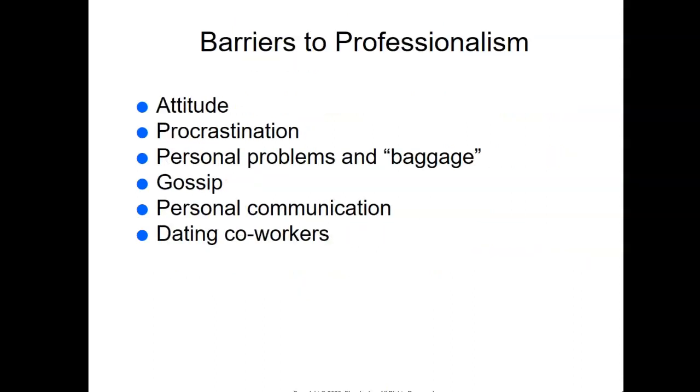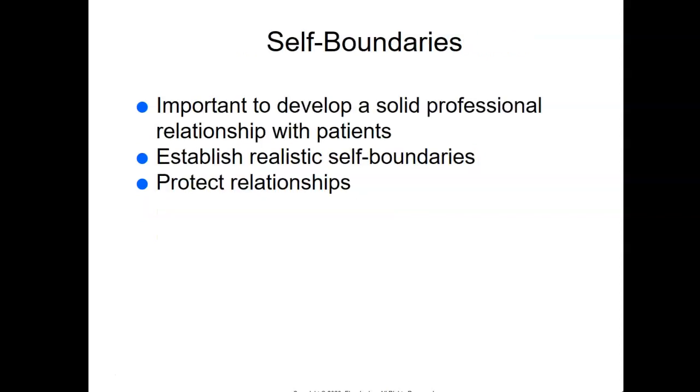Barriers to professionalism. Remember, at times it's not easy to be a professional, but those barriers to being professional can be your attitude, procrastination, personal problems and baggage, gossip, personal communication, and dating coworkers. Gossip is casual or idle chat, such as rumors about other people and their business. You'd always want to refrain from checking your personal emails when you're at work. And visitors should not frequent the office.